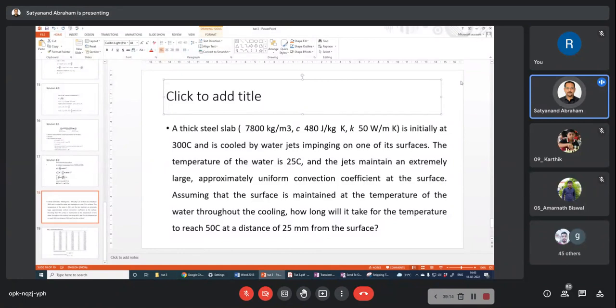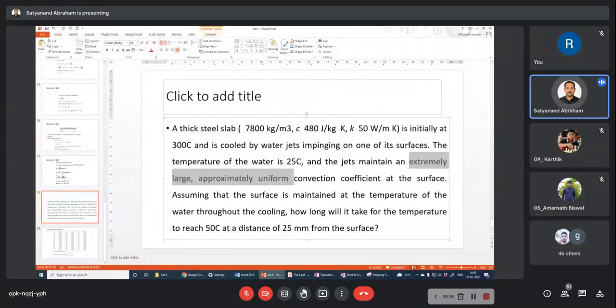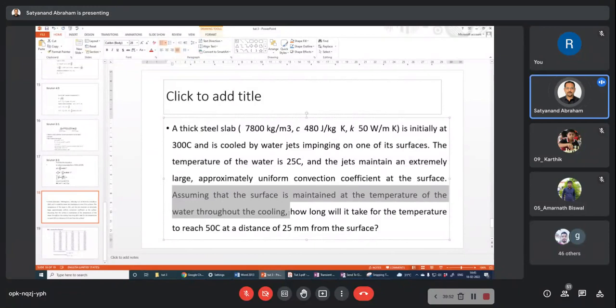If h is very large, then delta T is going to be very small. Q is equal to h A delta T. If h is very, very large, then delta T is going to be very, very small. So that's why you can consider T infinity equal to Ts, since it is given as an extremely large, approximately uniform heat convection coefficient. If the heat transfer coefficient value were given, then you would have to consider that. Here it is given explicitly: assume the surface is maintained at the temperature of the water throughout the cooling.